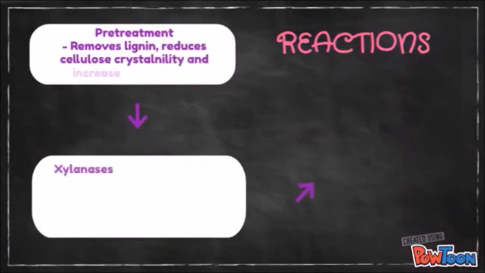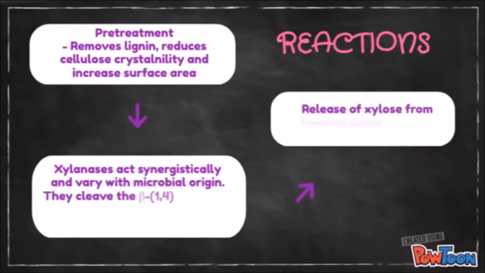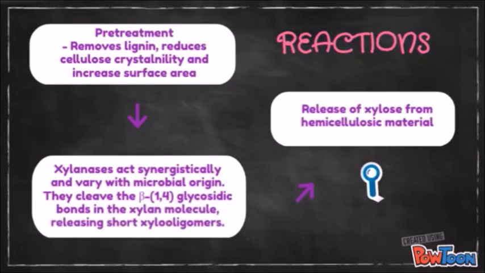So firstly, it will undergo pre-treatment, which removes its lignin, reduces cellulose crystallinity, and increases the surface area of hemicellulose. This is to enhance the hydrolysis rate and time.